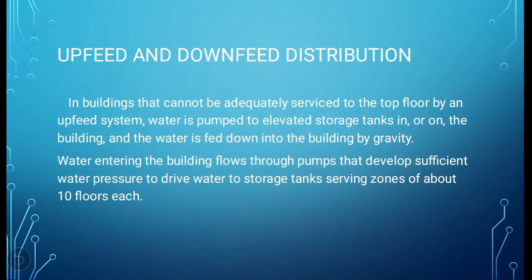In buildings that cannot be adequately serviced to the top floor by an upfeed system, water is pumped to elevated storage tanks in or on the building, and the water is fed down into the building by gravity. This gravity system fed from the upper stories to the lower is called a downfeed distribution system. Water entering the building flows through pumps that develop sufficient water pressure to drive water to storage tanks serving zones of about 10 floors each. To develop adequate pressure, the storage tanks are placed above the zones that they serve.